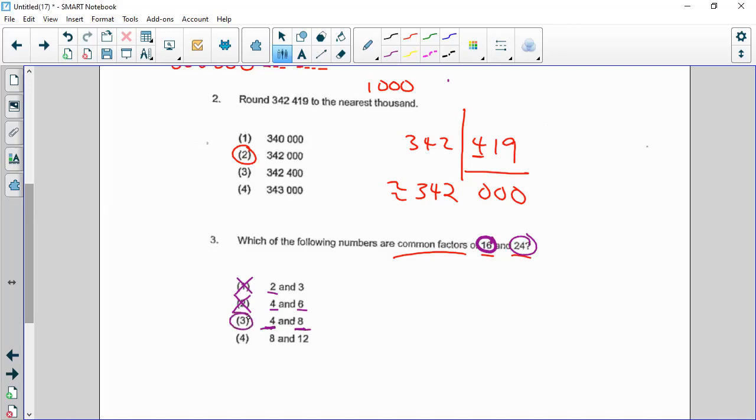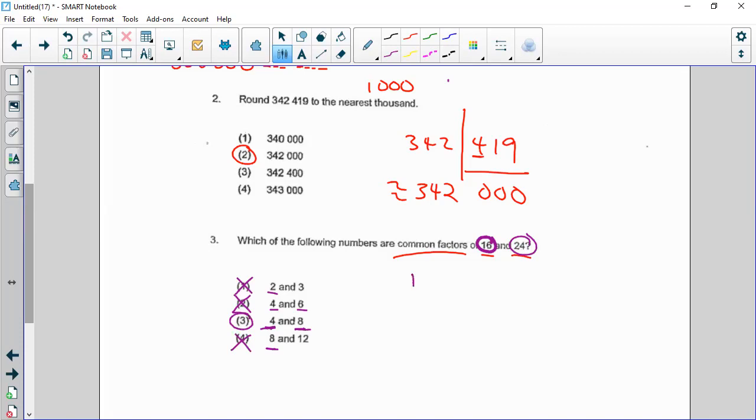Those who are not clear, let's do again. If you're not clear, I will show you one more example. Can 16 divide by 8? Can. Can 16 divide by 12? Cannot. So number 4 is wrong already. So what are common factors? Common factors means can divide. So that's a shortcut.